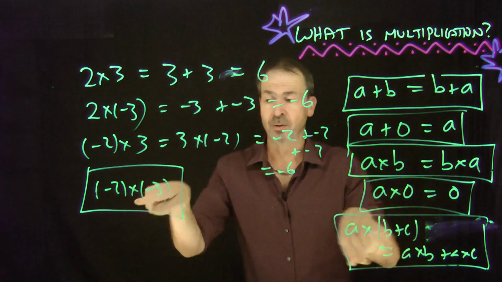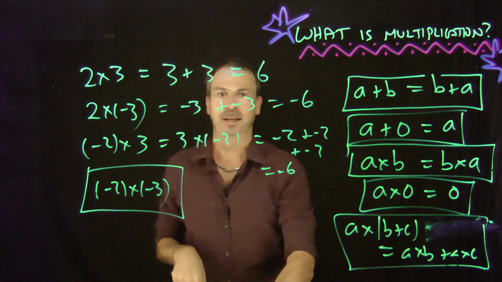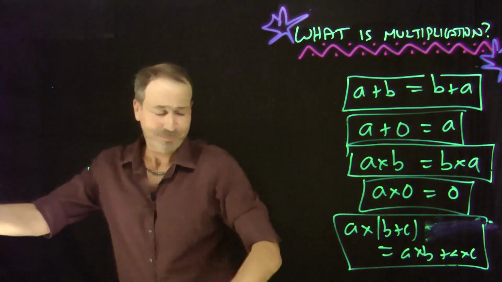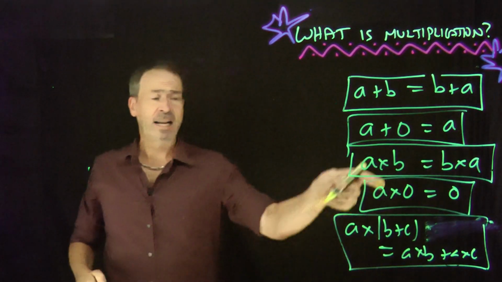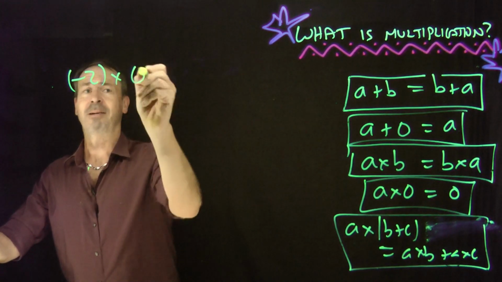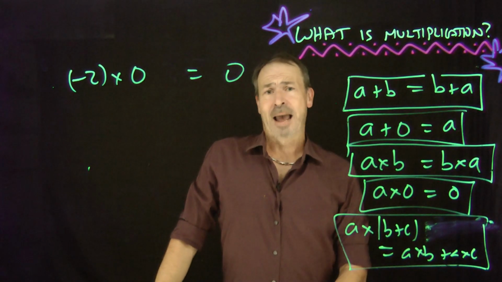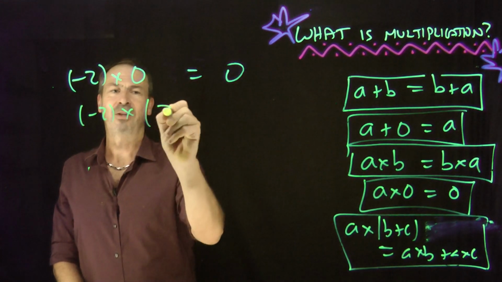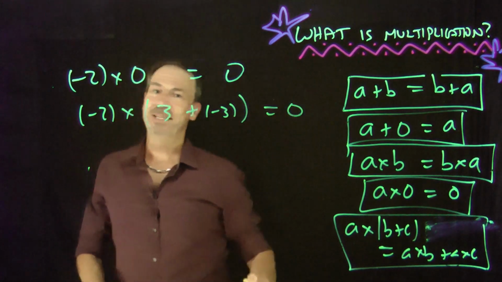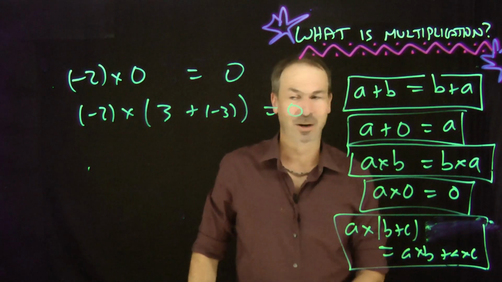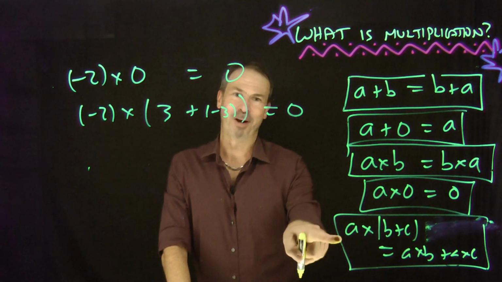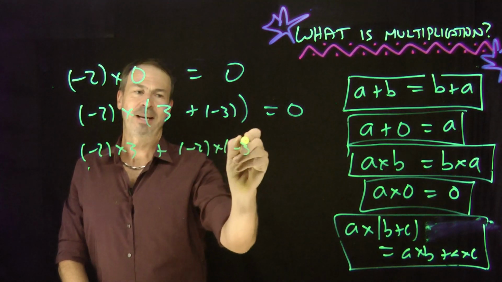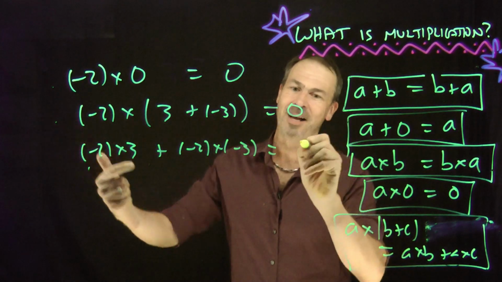So how do these rules lead me to say that has to be positive 6? Well, I'll show you. We like to believe that anything times 0 is 0, in which case negative 2 times 0 should be 0. Now I write that 0 in a bit of a funny way. I write that as negative 2 times 3 plus negative 3. And that should still be 0. Now you can see what I set myself up for. Negative 2 times 3 plus negative 2 times negative 3 has to be, well, nothing's changed really on the left-hand side. It's still 0.